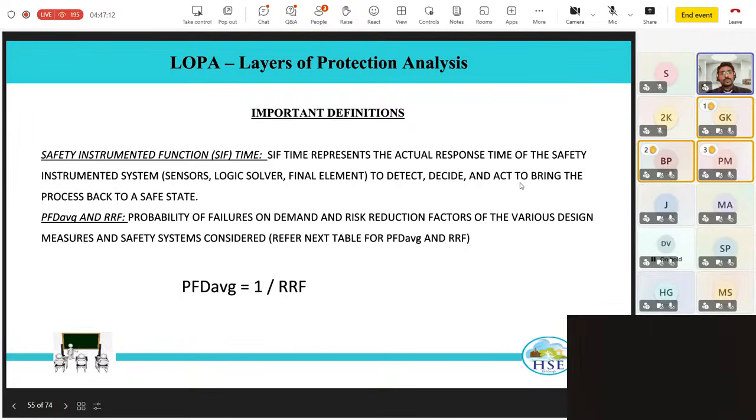That is what is defined as part of our SIL definition, SIL 1, 2, 3, 4. You define that, and that is where you get this probability of failure on demand. And then various risk reduction. Based on each safeguard you consider, you have a certain level of risk reduction, and that is what provides various design measures and safety considered. Now, refer to the next table for PFD and risk reduction. I'll give you the table for different PFDs and risk reductions. However, just remember the definition: PFD average is equal to 1 upon risk reduction, or the other way around, the risk reduction is 1 upon the PFD average.